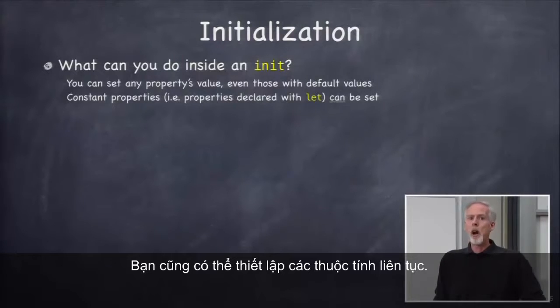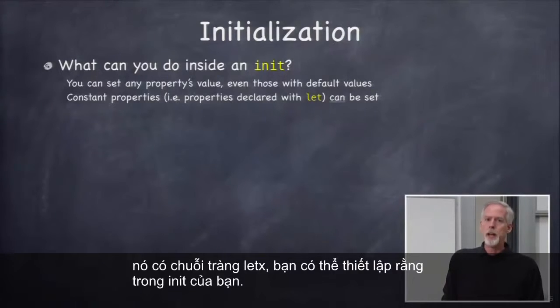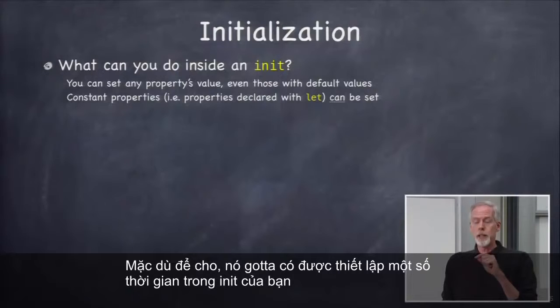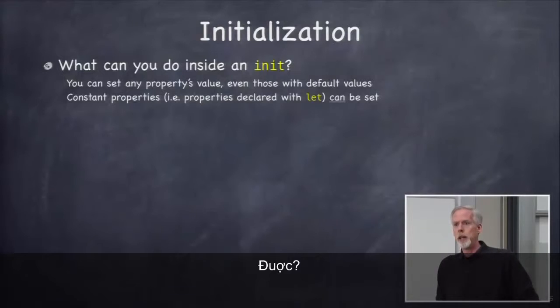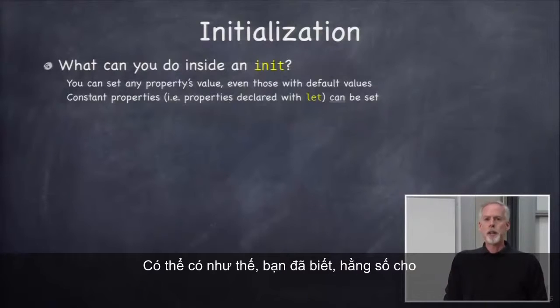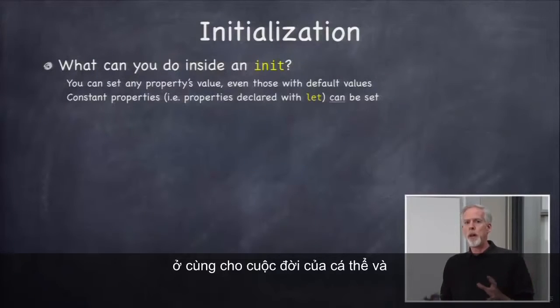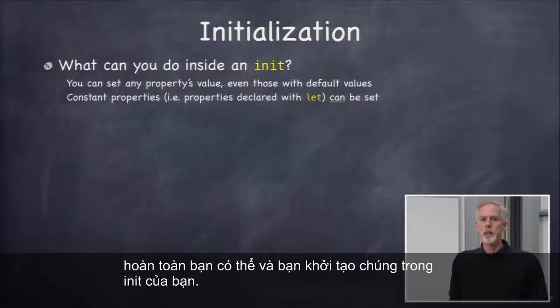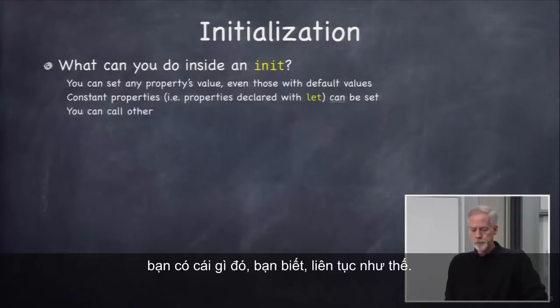You can also set constant properties. So if you have a struct or a class and it has let x colon String, you can set that in your init. Even though it's a let, it's got to get set sometime. In your init is when you can set it. You can also say equals something, but you could also set it in your init. So people sometimes don't realize that I can have lets in my class, constants for my class that are created at initialization and stay the same for the whole lifetime of my instance, and absolutely you can. And you initialize them in your init. That's actually good practice if you have something that's constant like that.